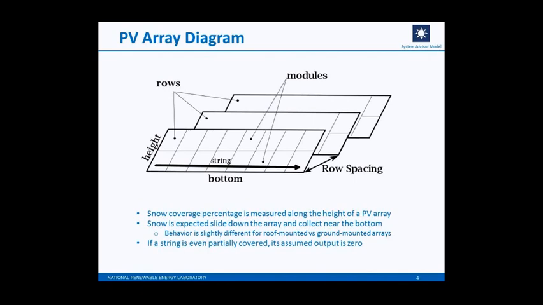It's a snow model which is meant to estimate, once again, the amount of energy loss that a PV panel will have depending on the snowfall. And the module is meant to calculate the snow coverage, and it's based off of the time since the last snowfall, the ambient temperature, and the plane of array irradiance.